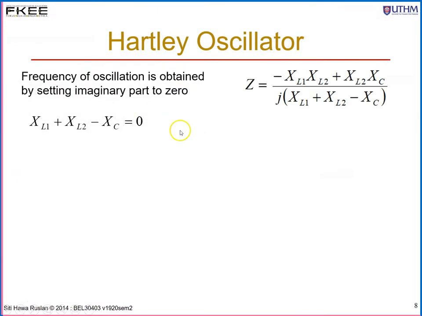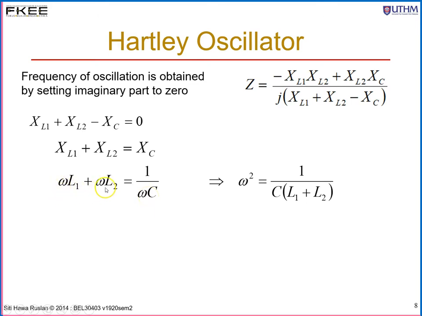The frequency of oscillation is obtained by setting the imaginary part to 0. The imaginary part is the denominator over here. So equate XL1 plus XL2 minus XC to 0. And from this, you can get that XL1 plus XL2 is equal to XC. Substitute XL1, which is the reactance of the first inductor, with omega L1. Similarly for XL2, it is omega L2. And for the capacitor, the reactance XC is equal to 1 over omega C.